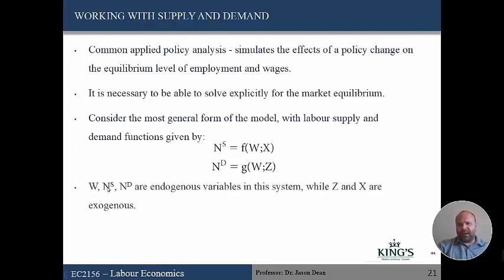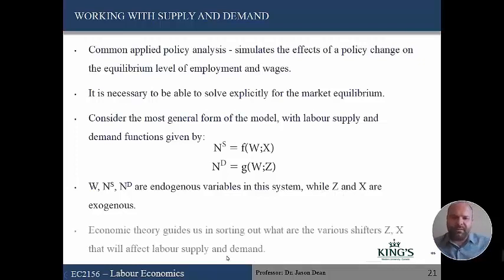Okay, so W, NS and ND are endogenous variables in this system, right? There's feedback between them, but Z and X are exogenous. So they're determined outside of our model. Economic theory would guide us in sorting out what types of things would shift these two curves through X and Z.